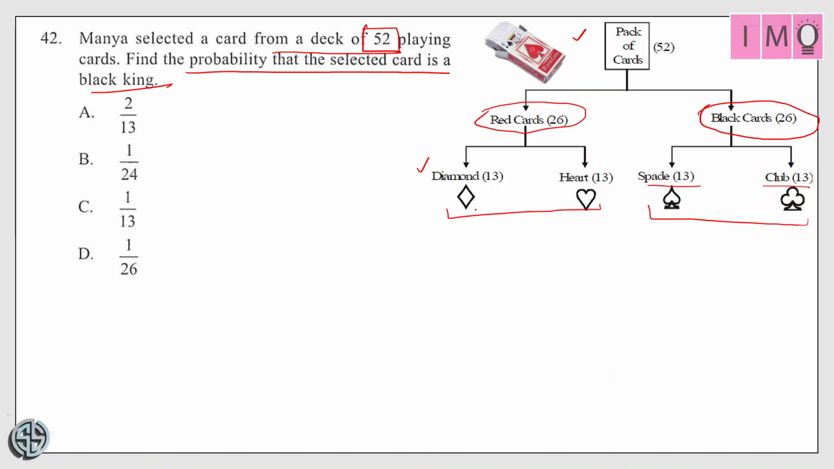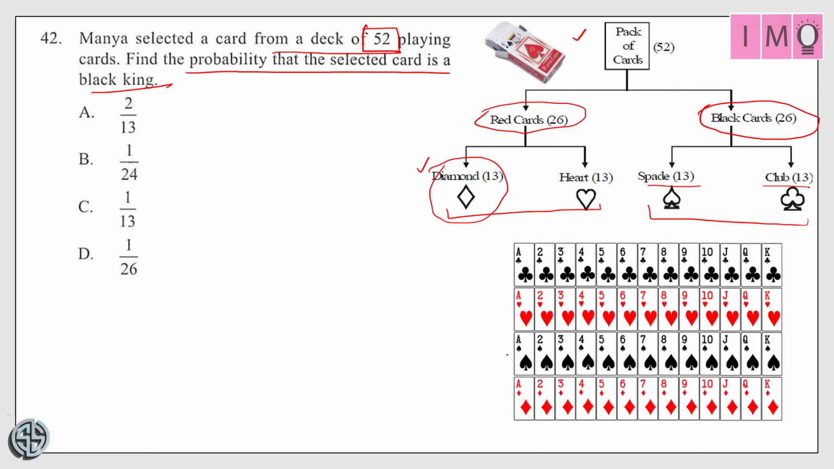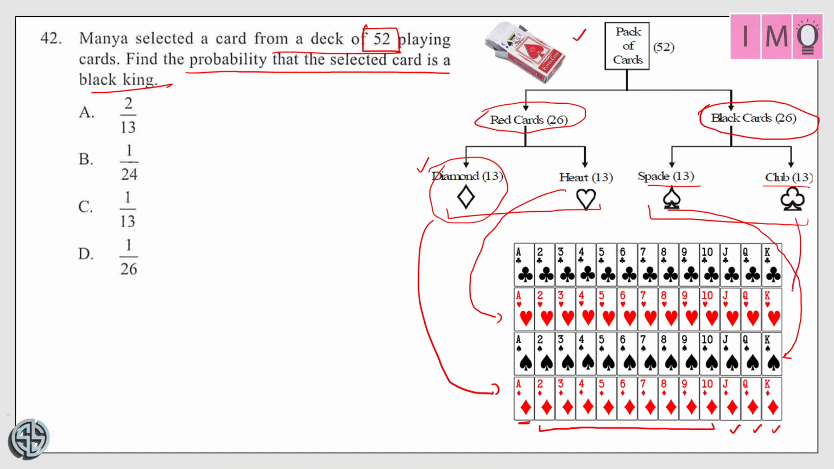Now you can see for each of the respective 13 cards the distribution is something like that. Suppose you think of diamond, you can see there is one ace card, then all the numbered cards from 2 to 10, then there is a jack card, queen card and king card. Similarly it is for each of them. For the heart you can see, for the spade this is it, and for the club this is it, right?